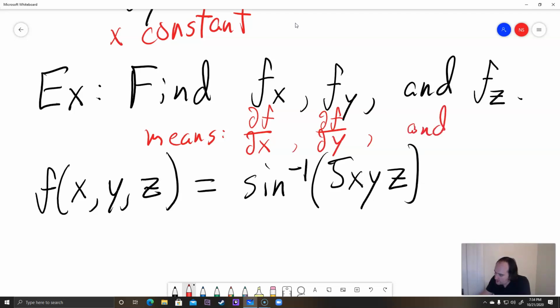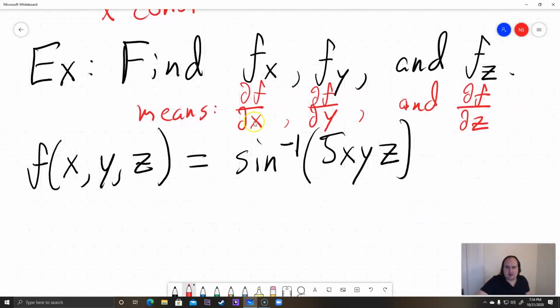And the last one, of course, f sub z is going to be partial f, partial z. So del f del x, del f del y, and del f del z. But these problems can take a while because you actually have to find three derivatives. The basic idea is for each derivative, you're taking the derivative only with respect to that variable, and any other variables are just treated as constants.